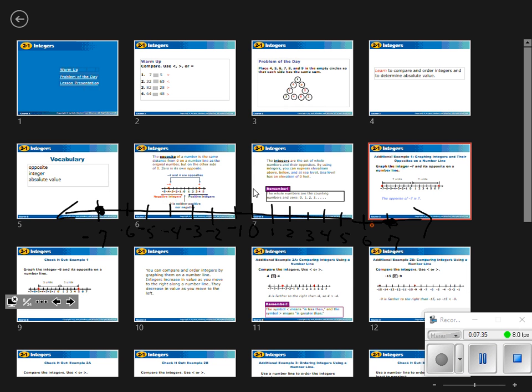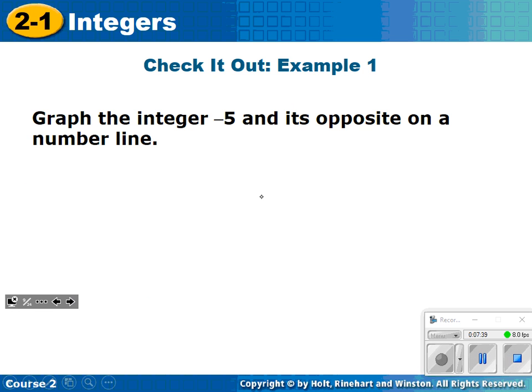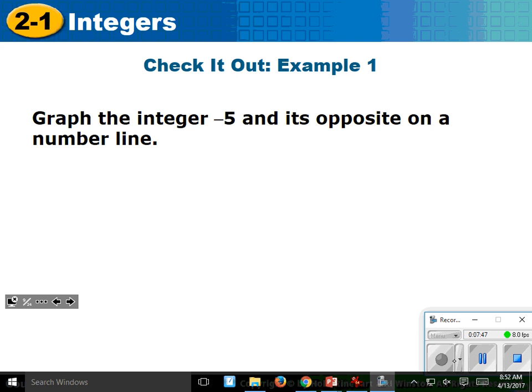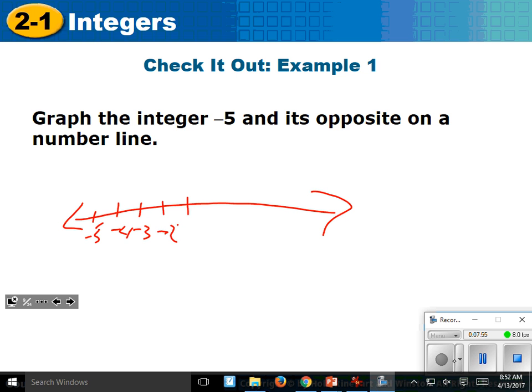Next one. Why don't you guys do this on your whiteboard? It's really easy. Draw your number line. -5, -4, -3, -2, -1, 0, 1, 2, 3, 4, 5. Big dot here, big dot here. Beautiful.